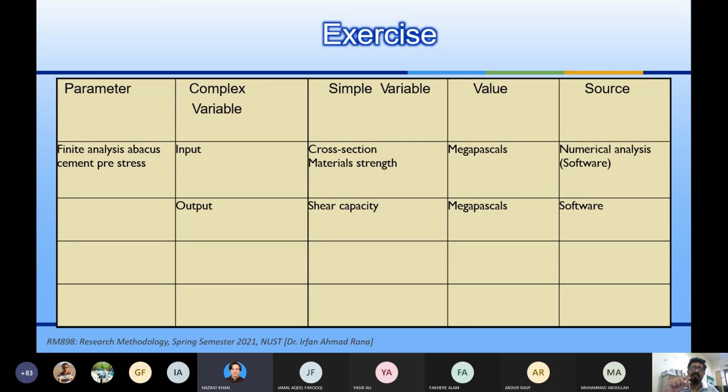And one more thing, the words parameter and variable, you can use your own words. This is just here to guide you. Instead of parameter, you can write objective. Instead of complex variable, you can write dimension. You can change if you want to, but this is just a loose table which is called a coordination schema, which coordinates your research from objective to your data analysis.